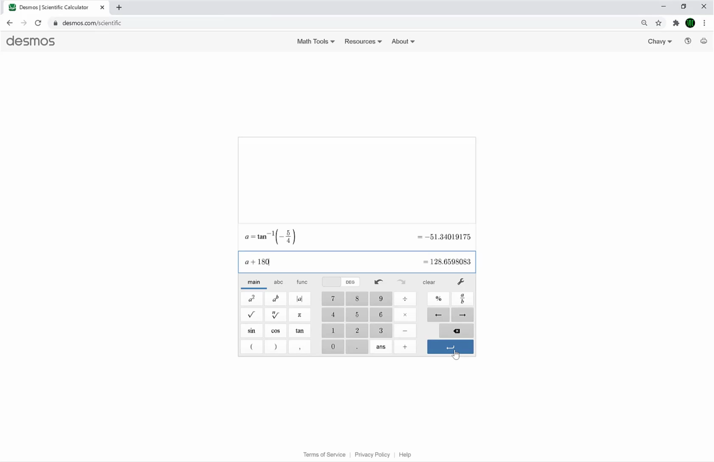So write 128.659. I guess you could also say 700, but 6598 if you want to put another digit. And I'm going to add another 180. Right, 308.6598. And they wanted the first 3 positives, so I'm going to add another 180. 488.6598. These are all degrees.